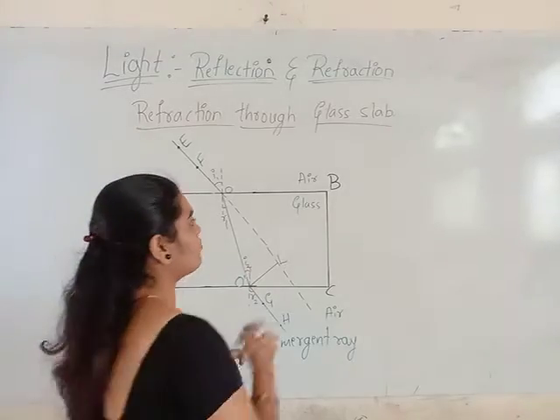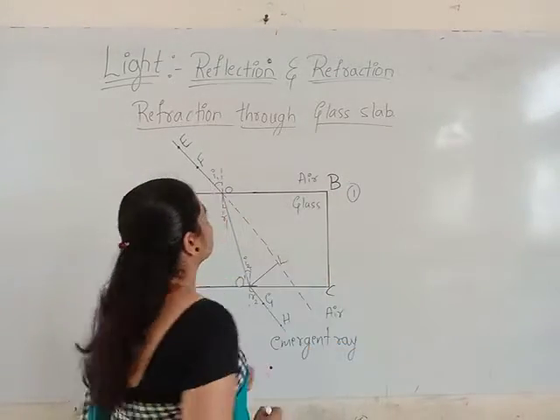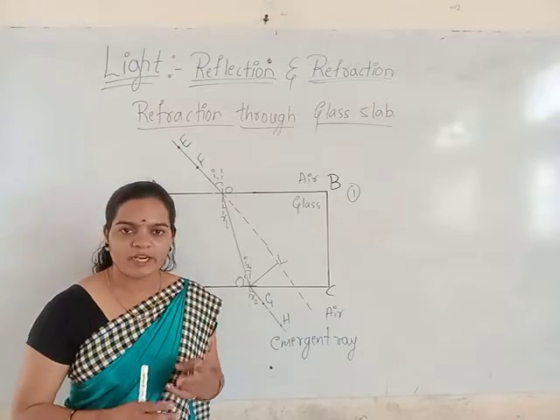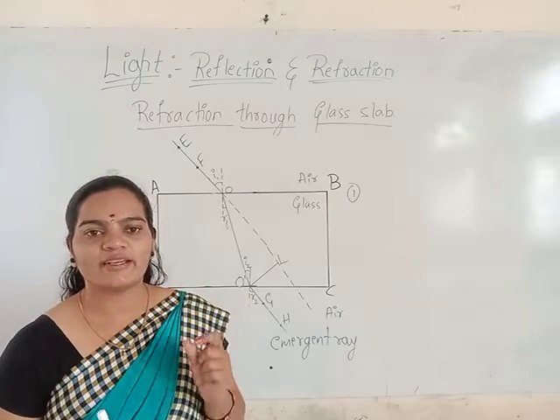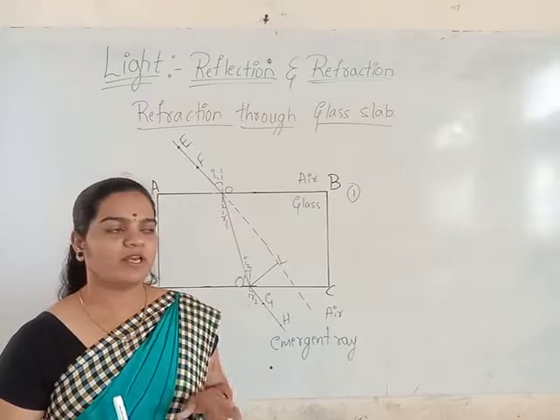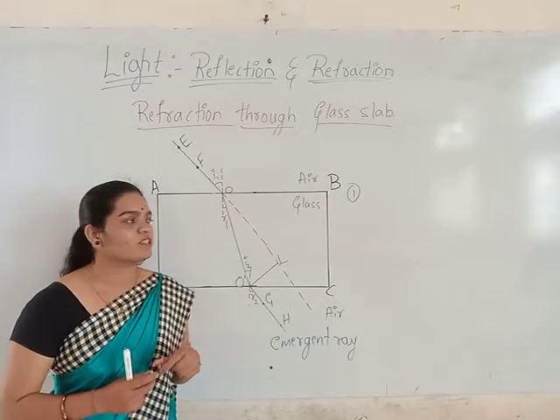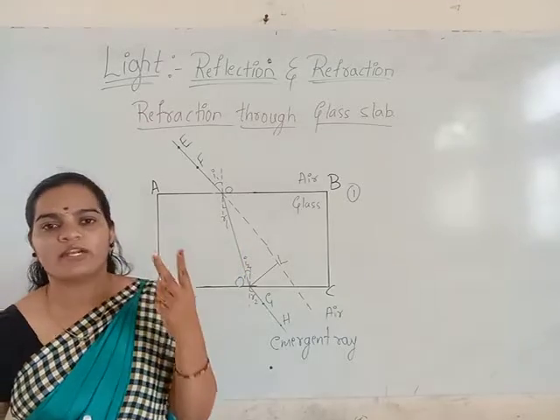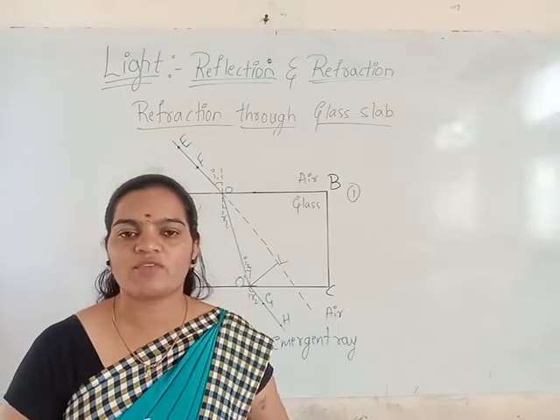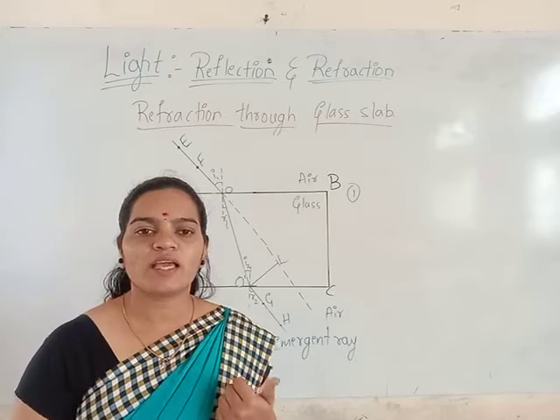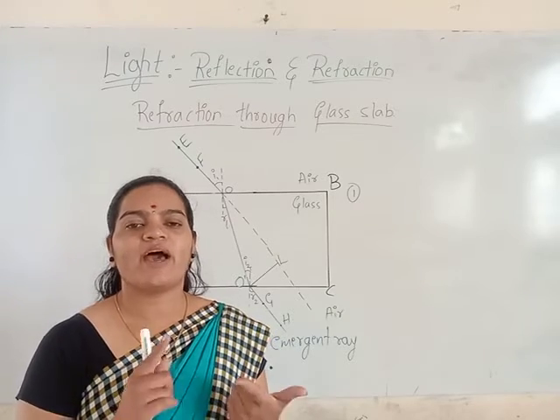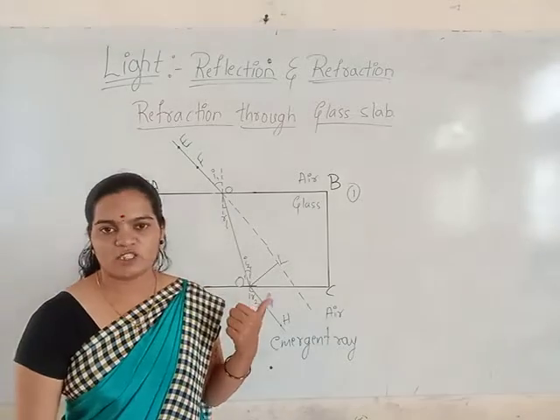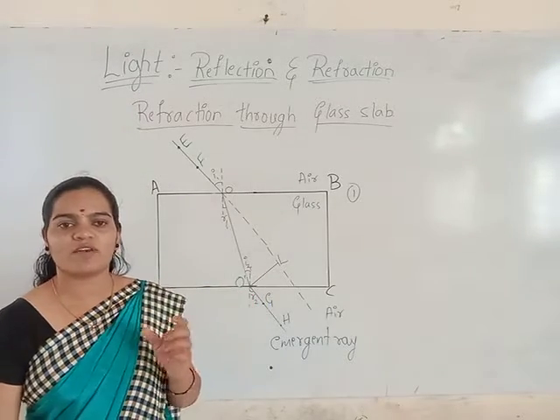The first point we have learned here: refraction of light takes place in two mediums. Refraction of light always takes place through two mediums. When the light travels from one medium to another medium, there will be two mediums. One will be the rarer medium and another will be the denser medium. Remember, this is the first point we have learned in the refraction of light.